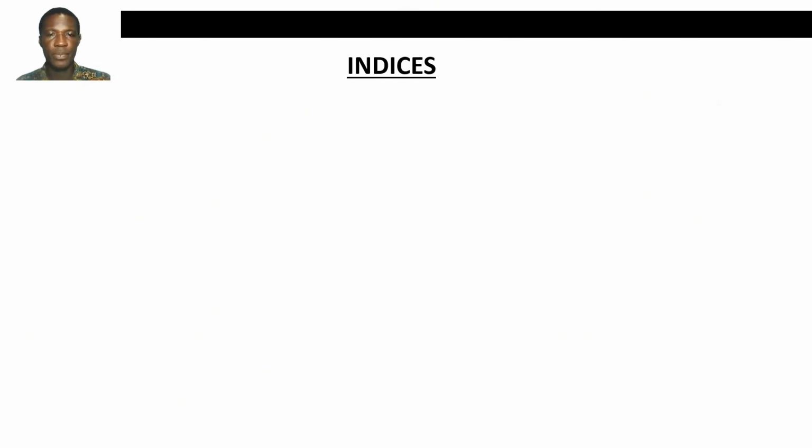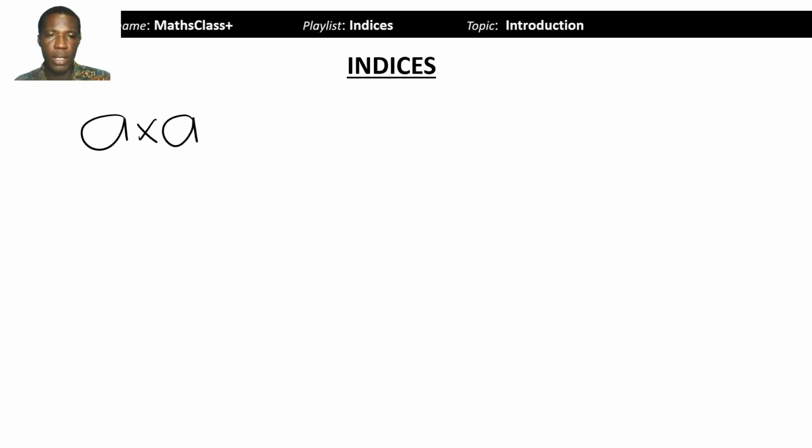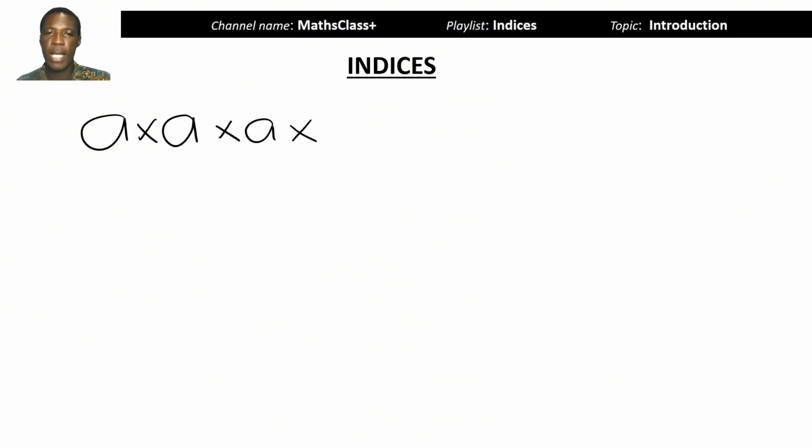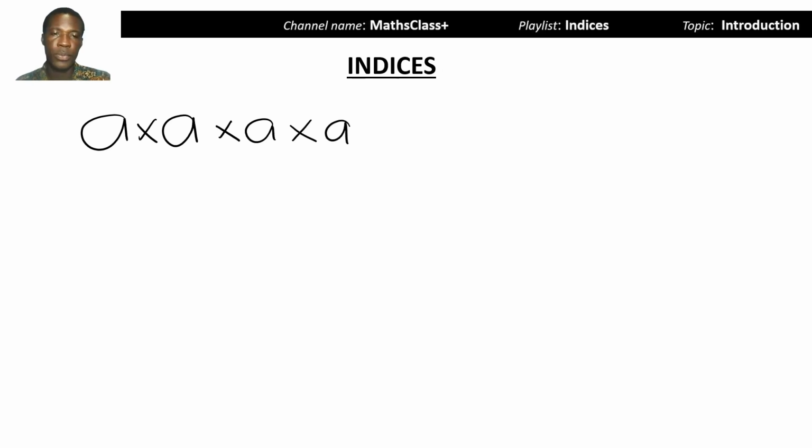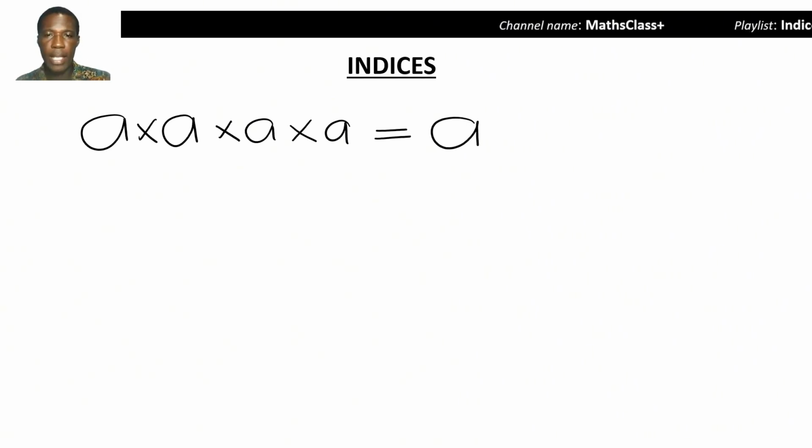Indices. Indices simply means index numbers. But what do we mean by index numbers? If we have a variable a multiplying itself twice, and then a third one, and then a fourth one, the best way to present this is to say a is multiplying itself 4 times.